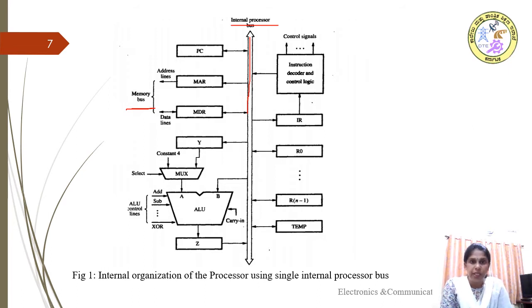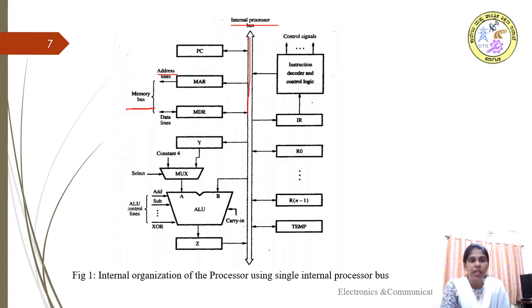Here you can observe it mainly consists of PC, that is program counter. Program counter holds the address of the instruction which has to be fetched from the memory. Second, MAR, that is memory address register. Whatever data or instruction we have loaded in the memory, when we have to fetch it from the memory, first the address of that one we store in the MAR. From the MAR it will be connected to the memory through the memory bus. Those addresses are carried on some set of lines, which are called the address lines.